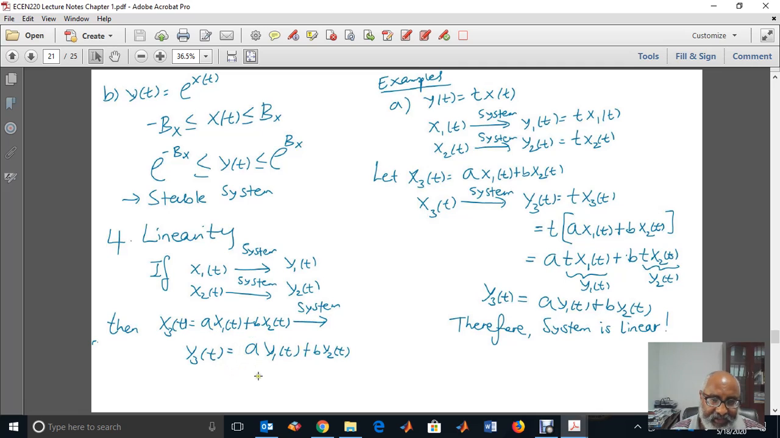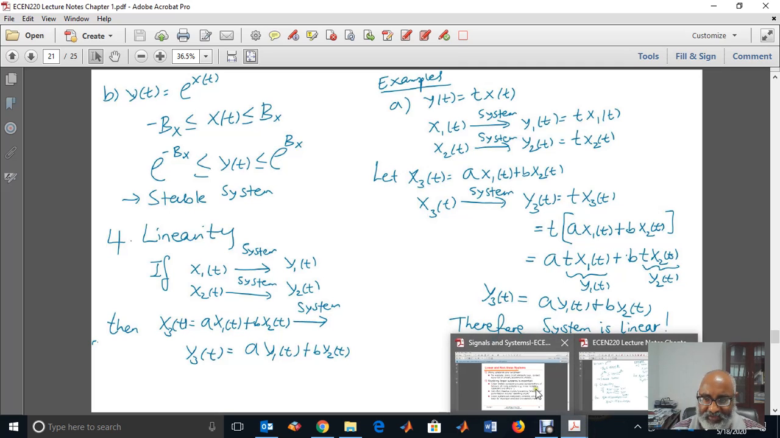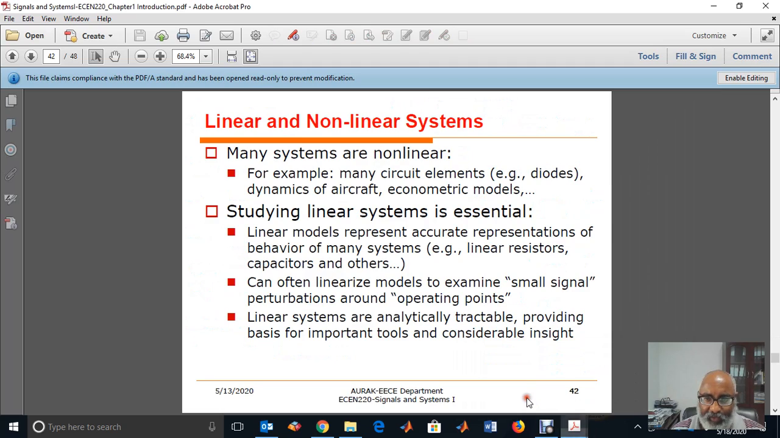When I check y3 of t after giving x3 of t, and if I find that y3 of t is equal to a y1 of t plus b y2 of t, then we call the system linear. So this is a proof for linearity. Most systems are linear systems, so that's why linearity is a very important property.